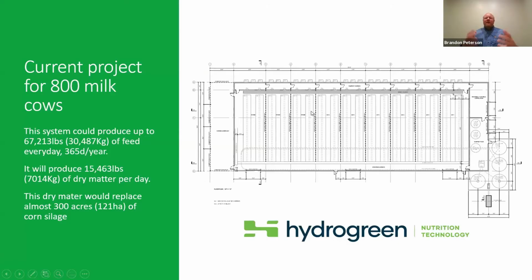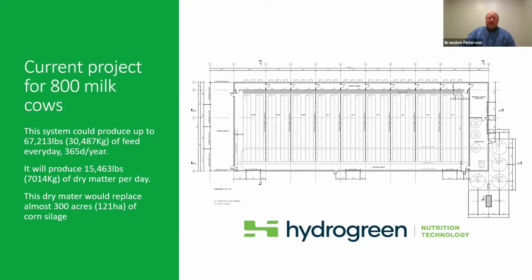This is where we're at today. We're in the process of building a facility to feed 800 cows. This facility here is the drawing or the blueprint for this. The drawing you see has 18 systems in it. We're gonna put 14 systems in it to start with and have room to expand from there. When you put 14 systems in the building, you'll produce about 6,700 pounds a day, or 30,000 kilograms, of feed on an as-fed basis.